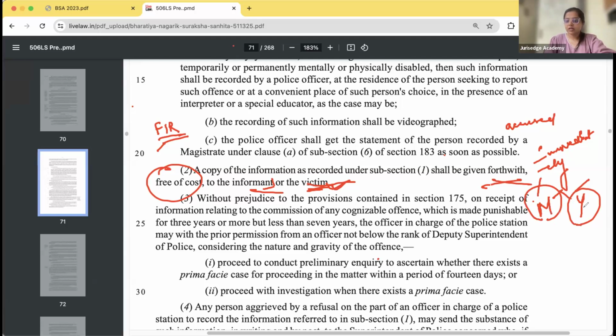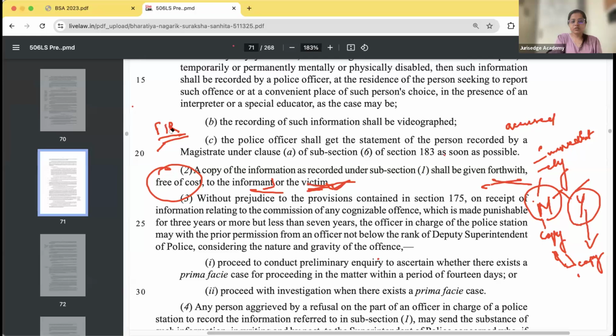So to this person also, the copy will be given, and to me also the copy will be given, because both of us are very important witnesses. This is actually the victim, and this is actually the person who's informing the offense. So there can be two different persons. One is the victim and one is the informant.